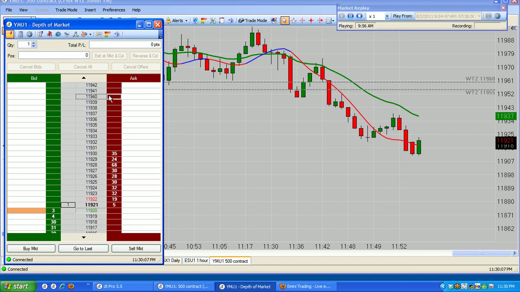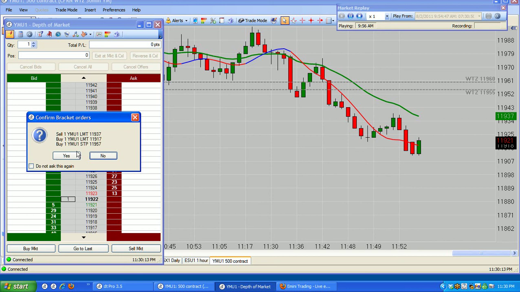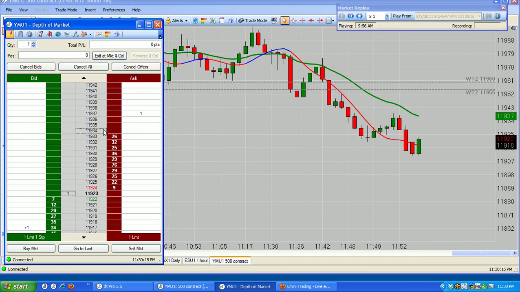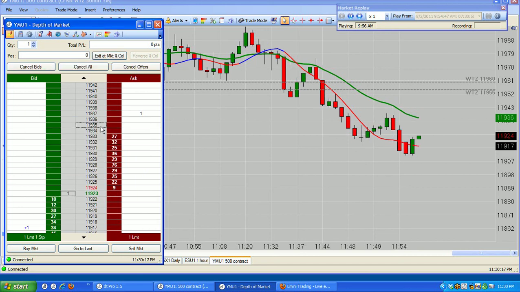So I'll just come right over here. 11,937. I want to sell 937 on a limit. I left click. Automatically, I have my target at 17. I have my stop loss at 57. Okay. I always trade with a bracket. The second I go live in the market, I have a stop, I have a target.